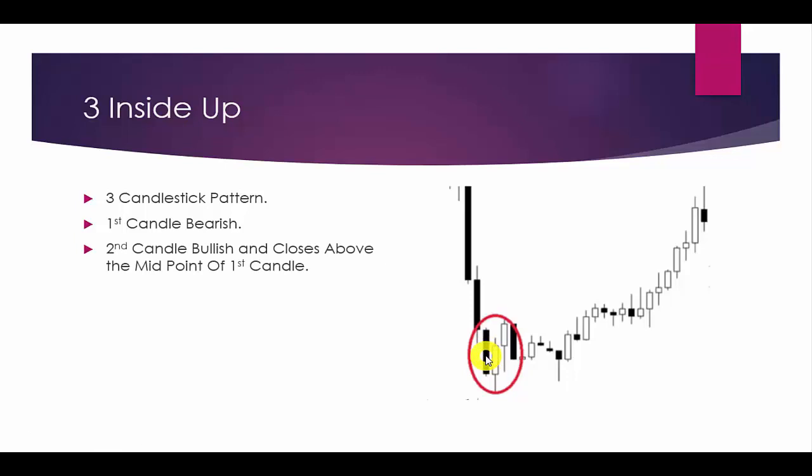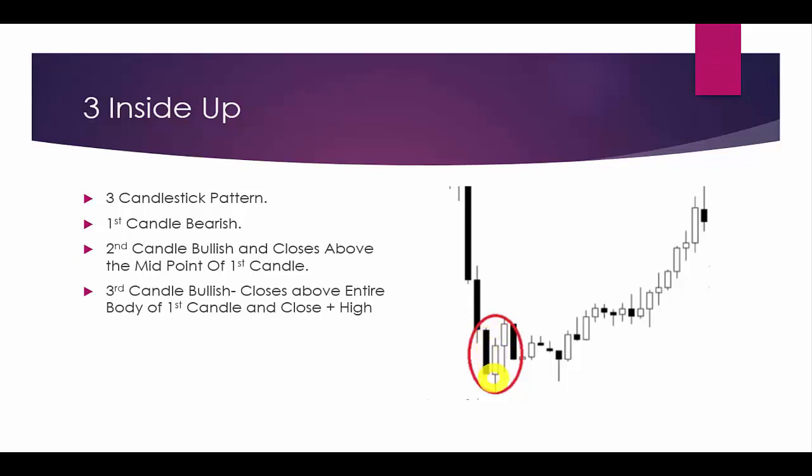Now the third candle is very important, which is confirming this candlestick pattern. It should be a bullish candle and it should close above the highest point of the first bearish candle. The third candle is bullish, it should cover the entire body of the first candle, this one, and even close above its high. So it's very simple, very easy to understand this candlestick pattern.